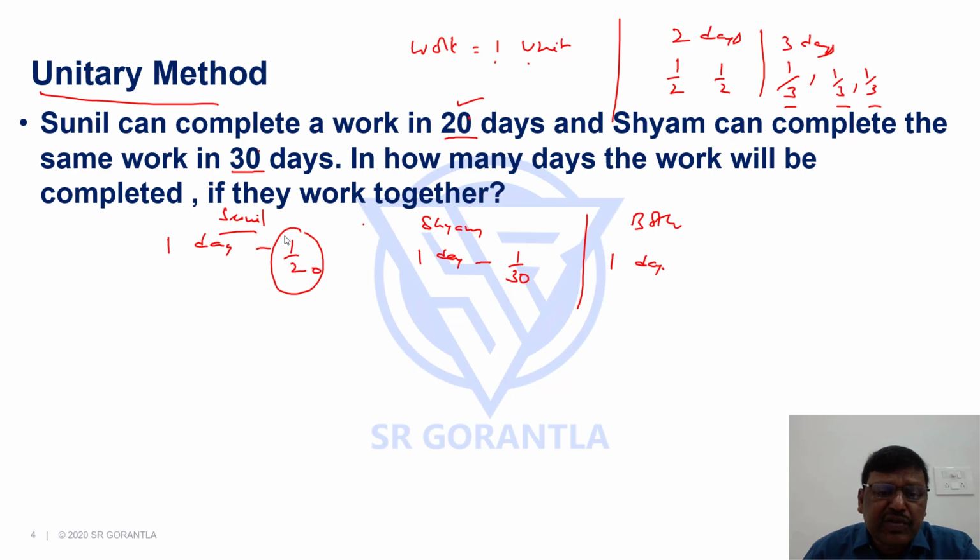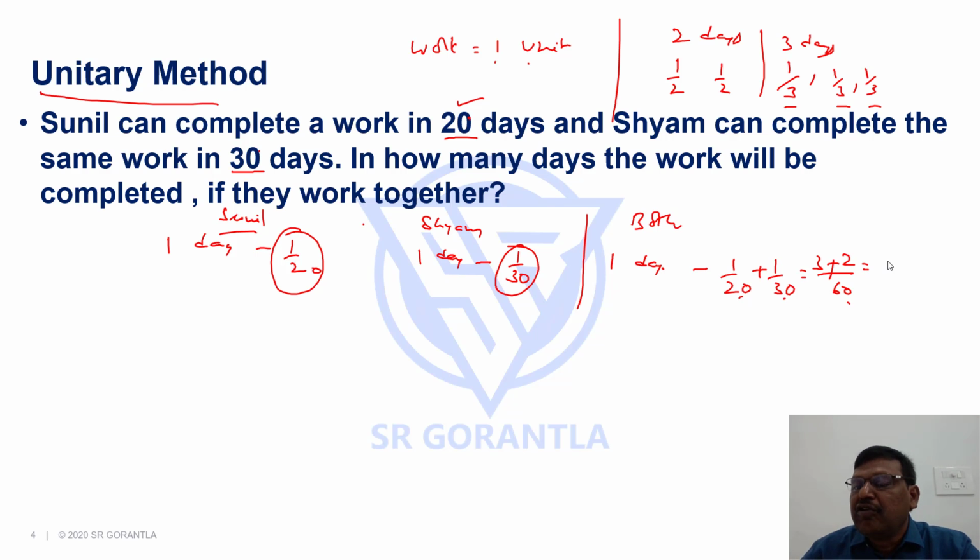This much work is done by Sunil, this much is done by Shyam. So in 1 day, both together will complete 1/20 plus 1/30. LCM is 60. 3 plus 2, that is 5/60 or 1/12. So 1/12 work is completed in 1 day.